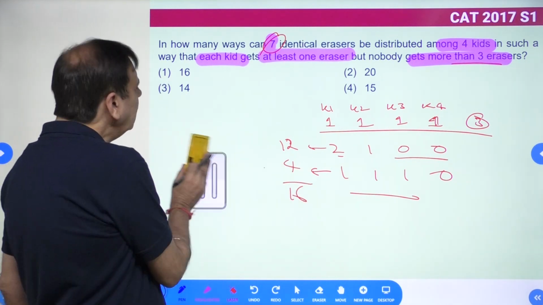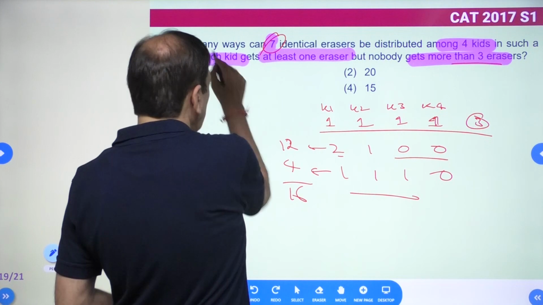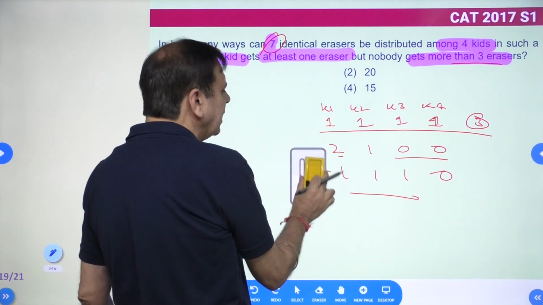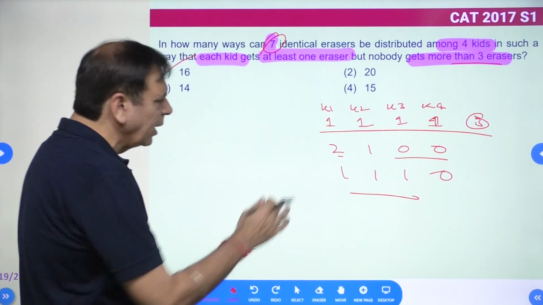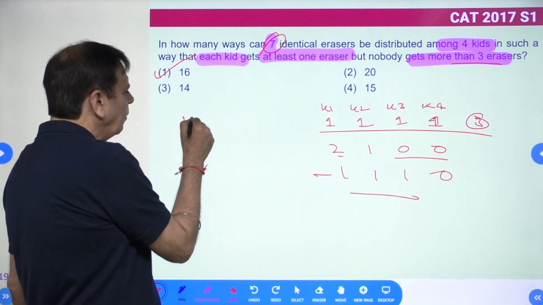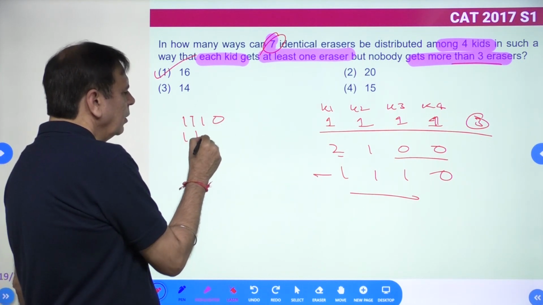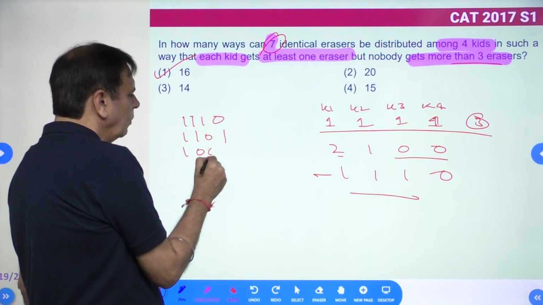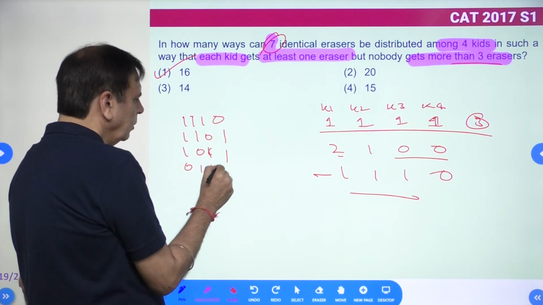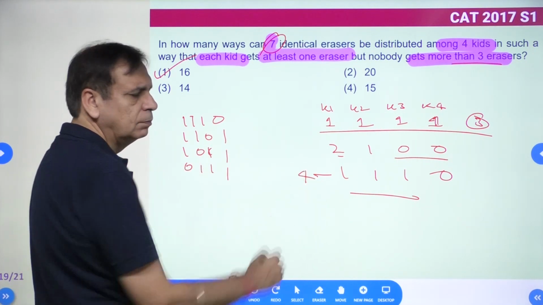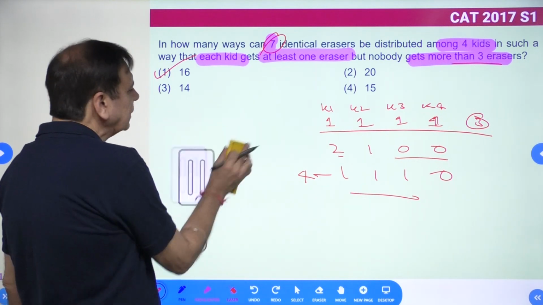Now in these questions, if you have doubt, if you are not sure about this PNC also, make cases and check. For example, let's look at this one. It can be 1, 1, 1, 0; 1, 1, 0, 1; 1, 0, 1, 1; 0, 1, 1, 1. 4 cases. Right? You have to work systematically.